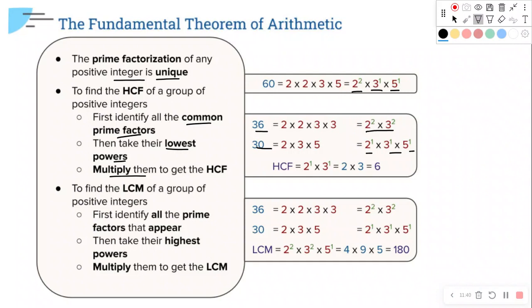So what will be the HCF? You have to take the lowest powers. What are the lowest powers of these? 2 is lowest, 3 is lowest, isn't it? So 2 into 3 gives you 6.